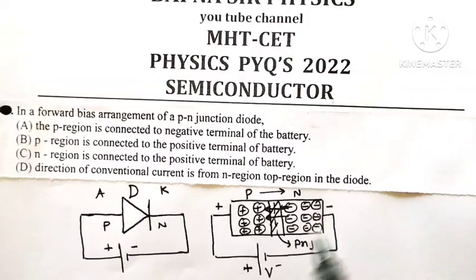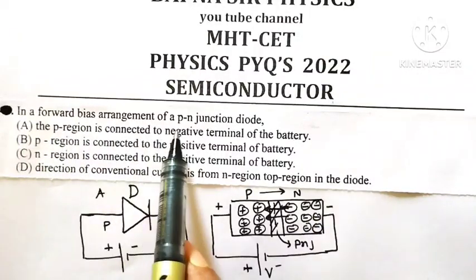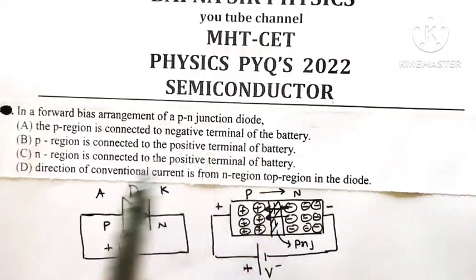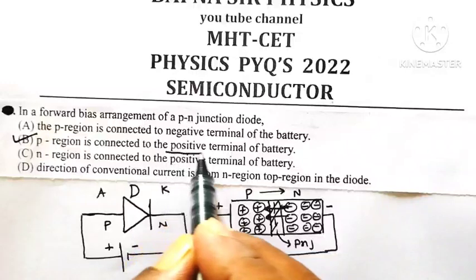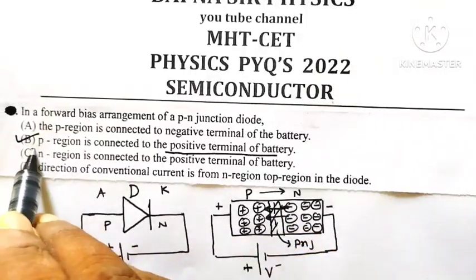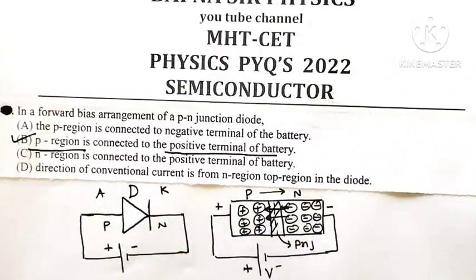So you always remember that in a forward bias arrangement of PN junction diode, the P region is connected to the positive terminal of battery and the N region must be connected to what? The negative terminal of battery. So option B is the correct option for this question.